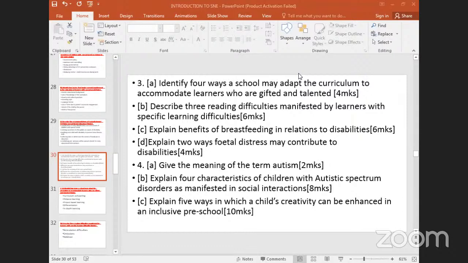Anybody else talking about question 3A? Question 3B. We have been asked to describe three reading difficulties manifested by learners with specific learning difficulties. Reading difficulties.